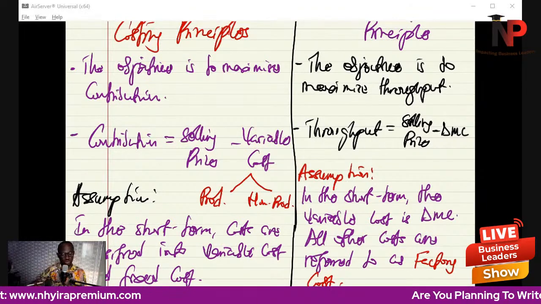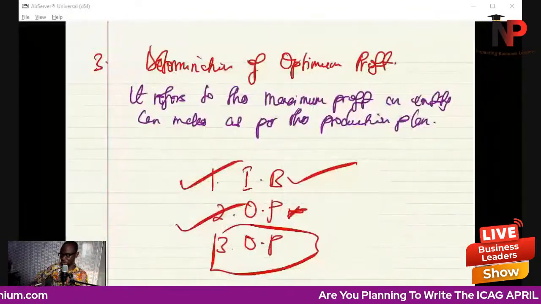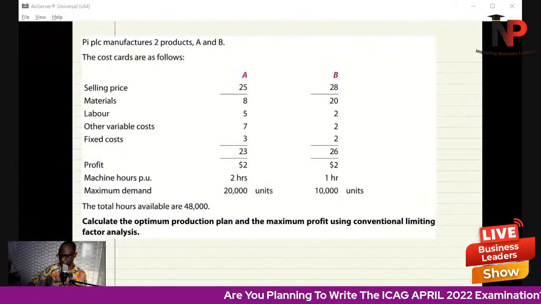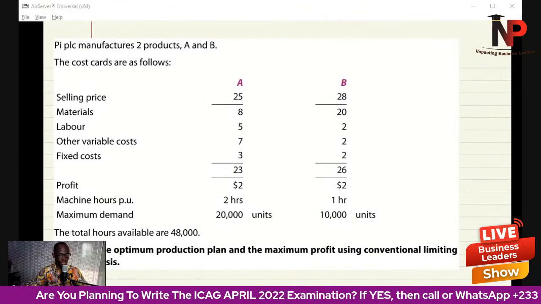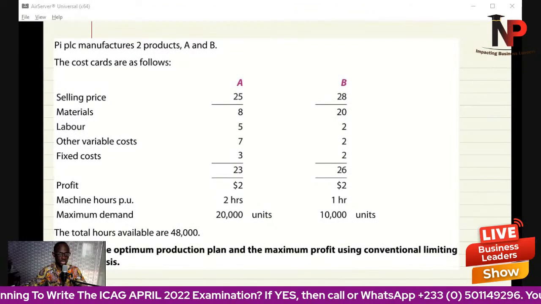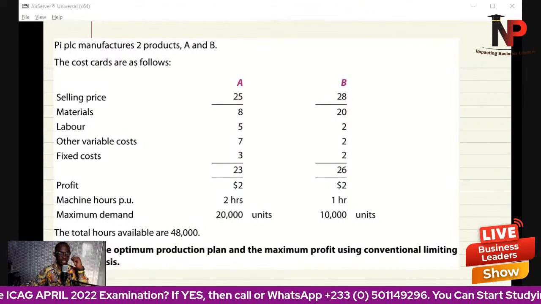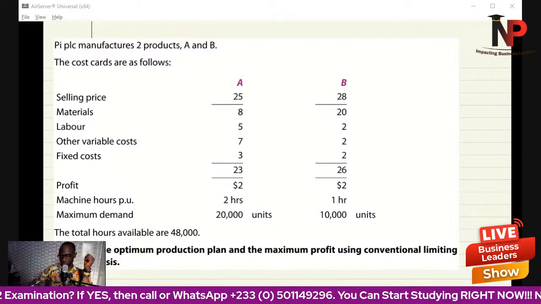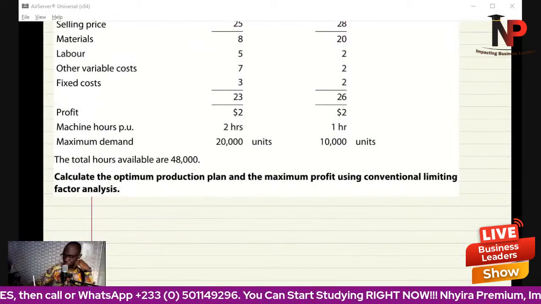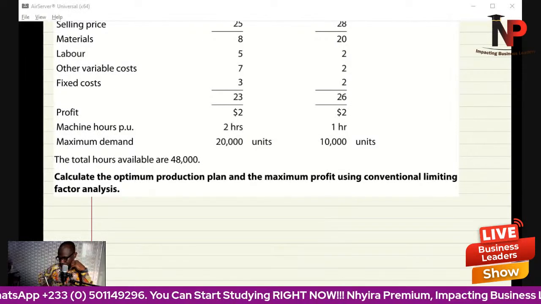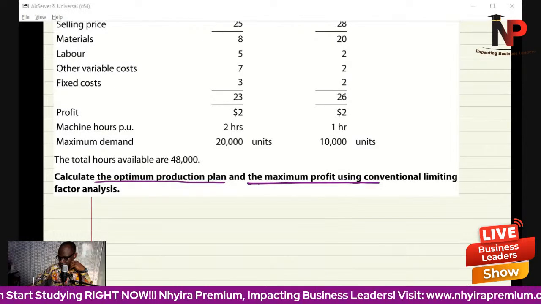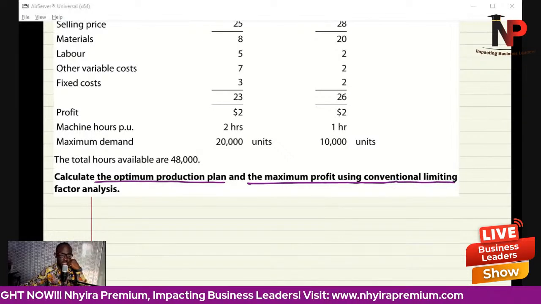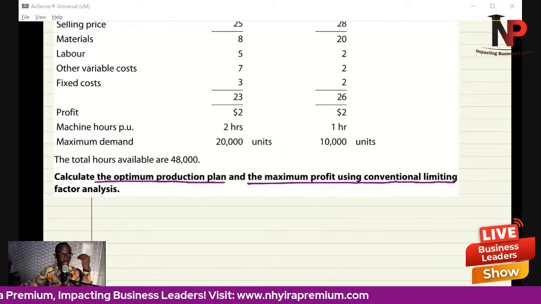So let's go straight into a question we want to look at today. Just a simple question here. You can take a screenshot of it in order to get access to it. The requirement of the question is to calculate the optimum production plan and the maximum profit using conventional limiting factor analysis.